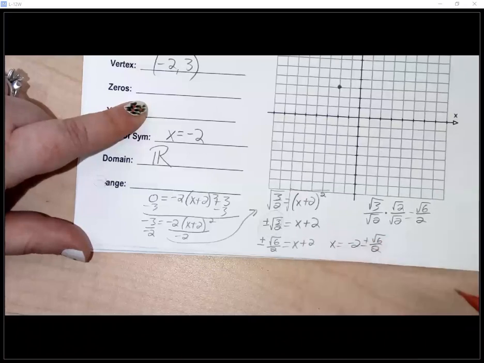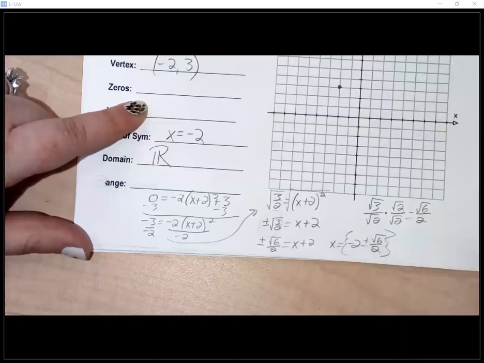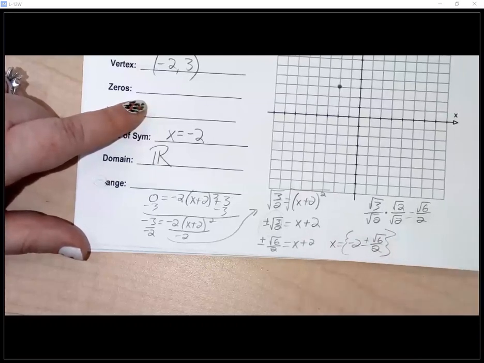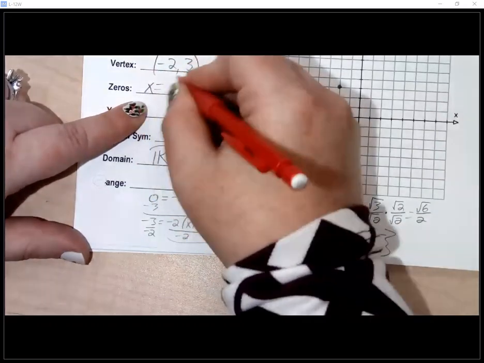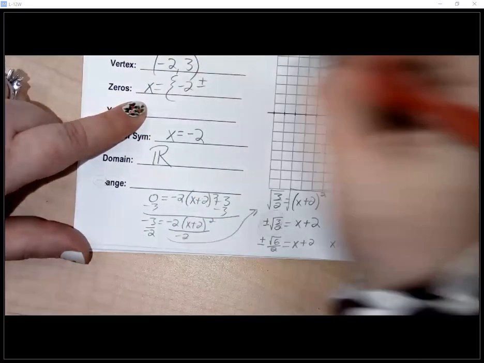So there are my x-intercepts, which means a whole lot of baloney when I go to graph it, because who knows where those things are. I'd have to grab my calculator and ask it what it is as a decimal. So my zeros, though, I've got them: -2 plus and minus √6 over 2.